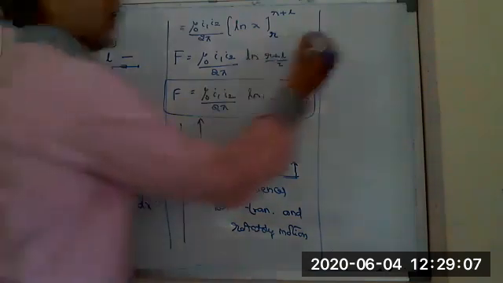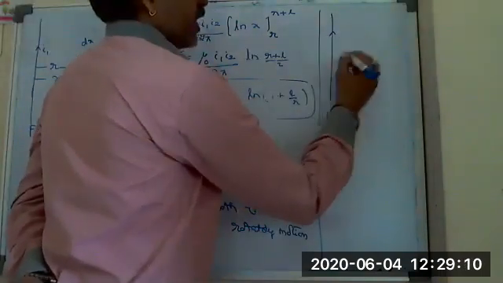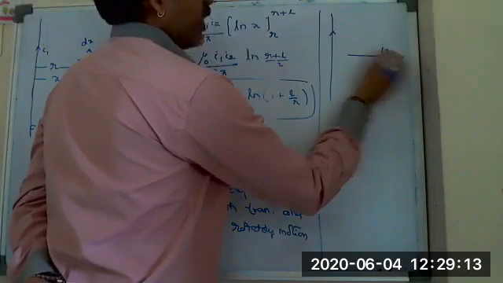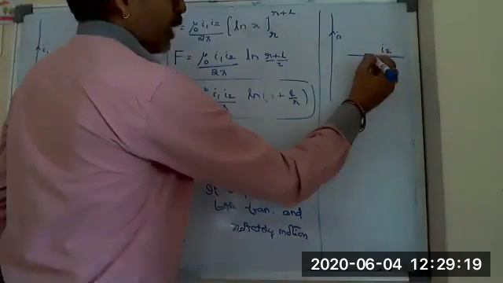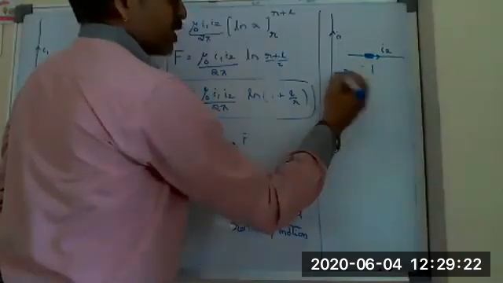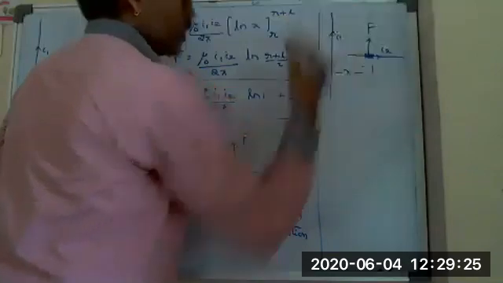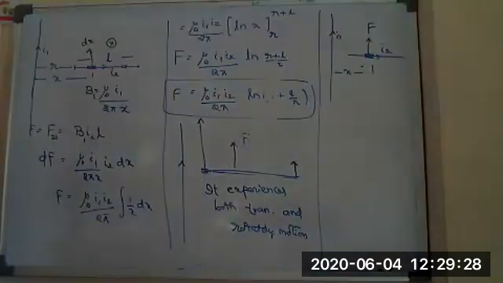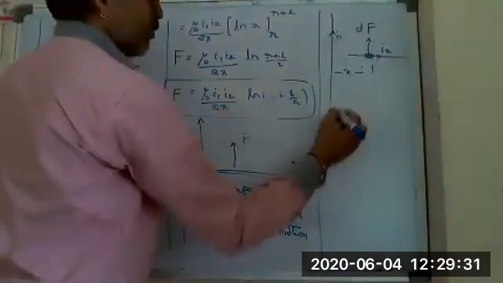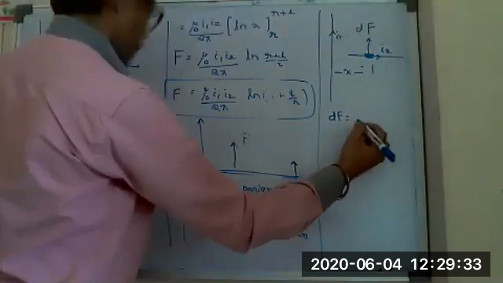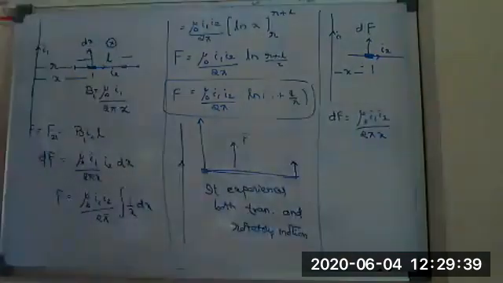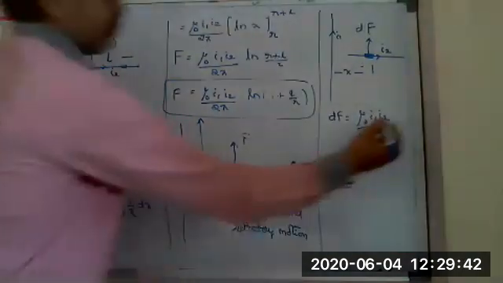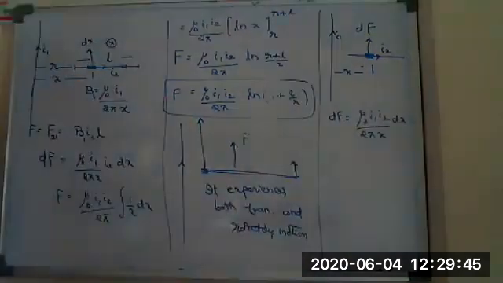For that, suppose this is the current carrying conductor and this is the second one, with currents I1 and I2. In the same way, at a distance x, I assume one small element, and the force on it is dF equals mu naught I1 I2 by 2 pi x into dx.